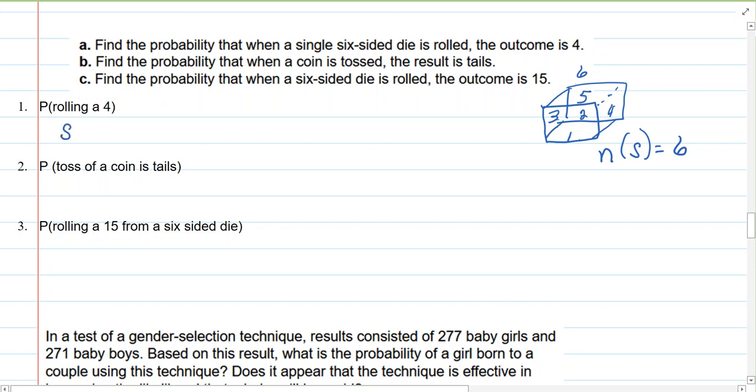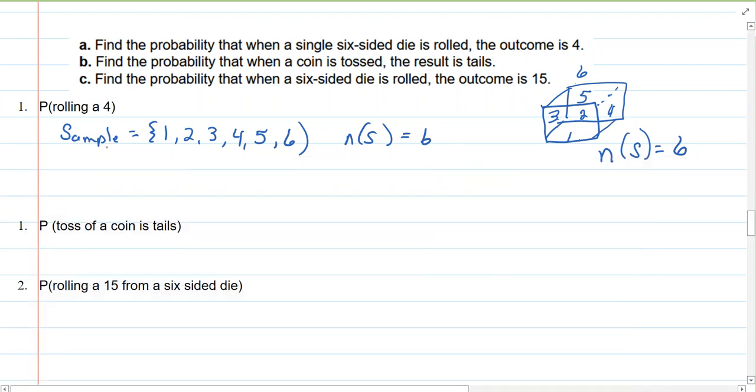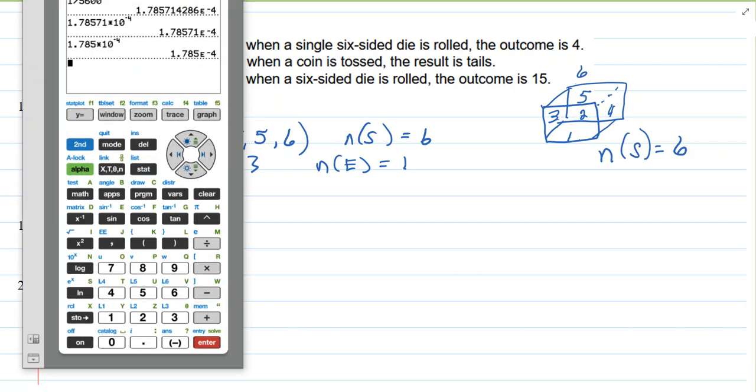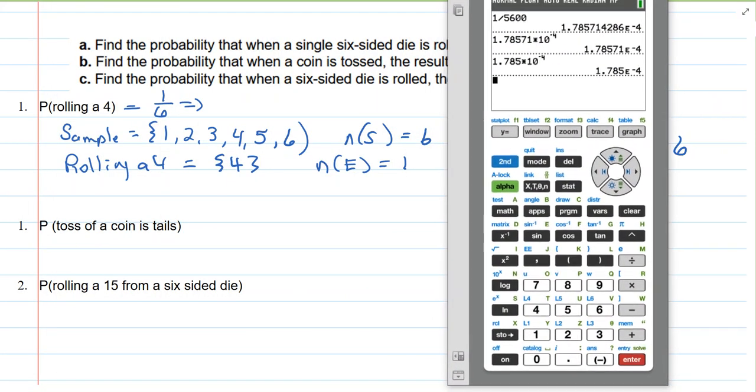Okay, if the sample has the numbers 1, 2, 3, 4, 5, and 6, and has a cardinality of 6, then how many times is the desired event there? Well, there's only one 4 in the set. So that means the cardinality of the event is 1. So the probability of rolling a 4 is 1 out of 6. So we would want the value of that done with a decimal value.